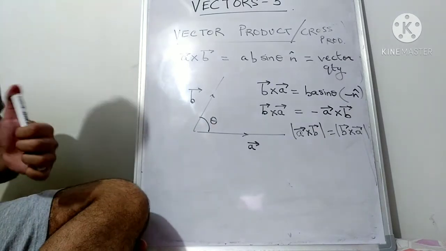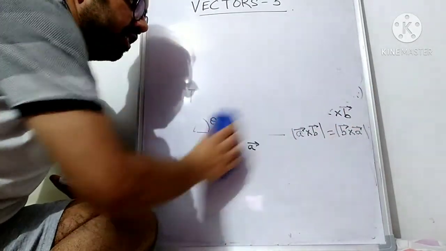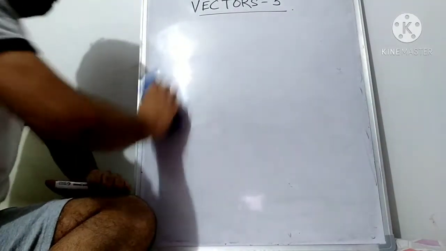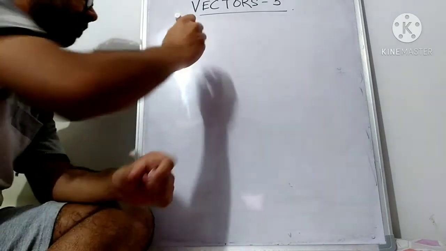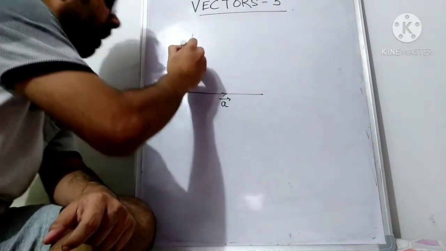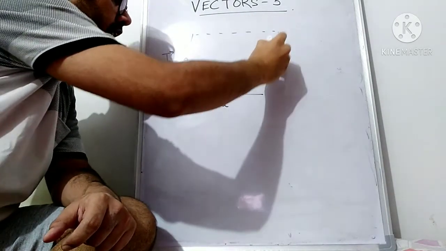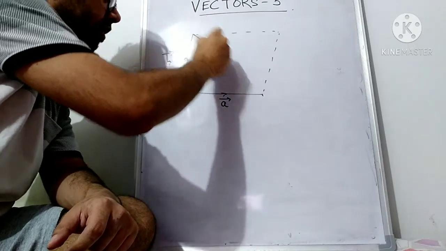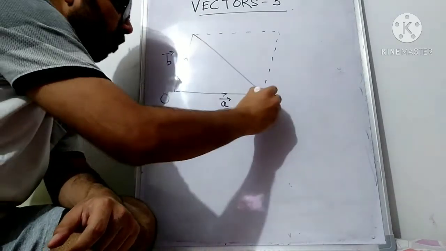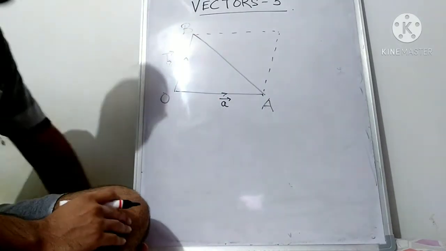Then some geometrical applications. First of all, we take a triangle like this. This is vector a and this is vector b. Okay, if I form a parallelogram like this, okay, form a triangle. This is o, this is a, and this is b.